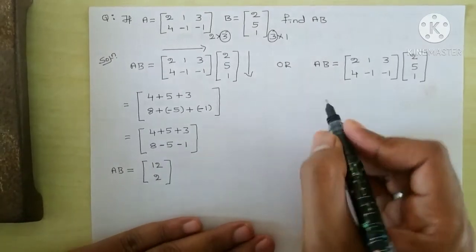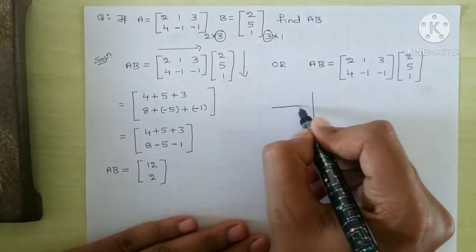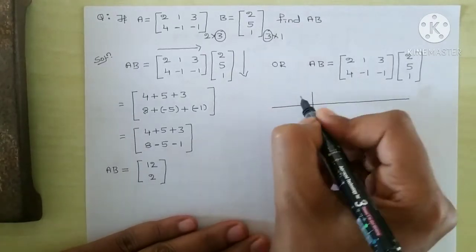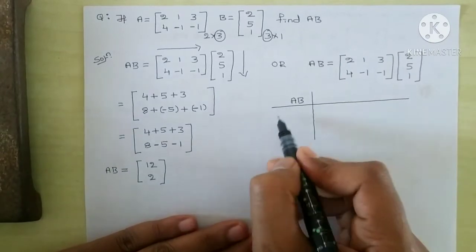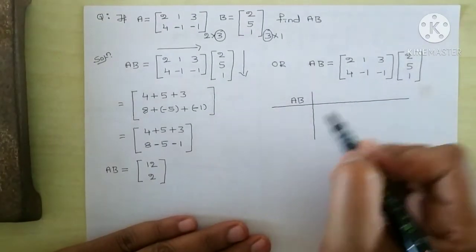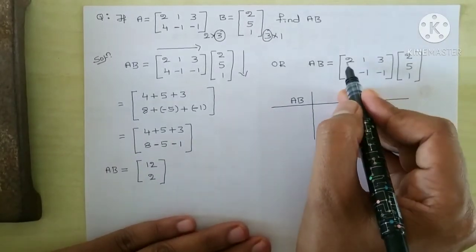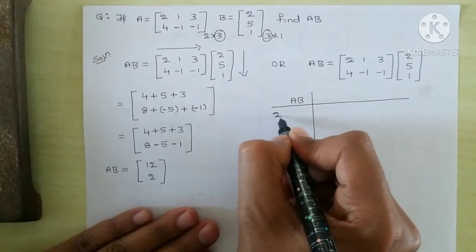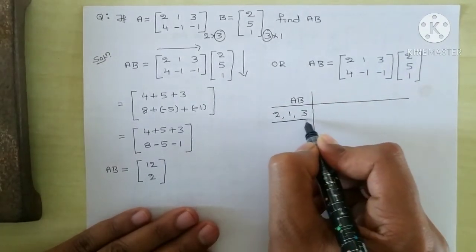So first trace 2 lines like this. Here you are doing A into B. So in this part, what I said, first matrix number of rows you have to note down. How many rows are here? 2 rows are there. So what is the first row? 2, 1, 3. Put one line.